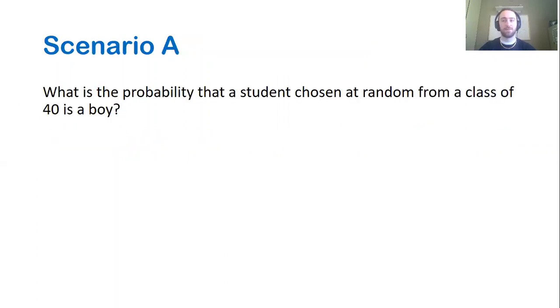So let's look at a scenario. Scenario A is asking: what is the probability that a student chosen at random from a class of 40 is a boy? Right away, it's asking for probability. Now, probability needs the total possible outcomes and the favorable outcomes, right? We need both of those.